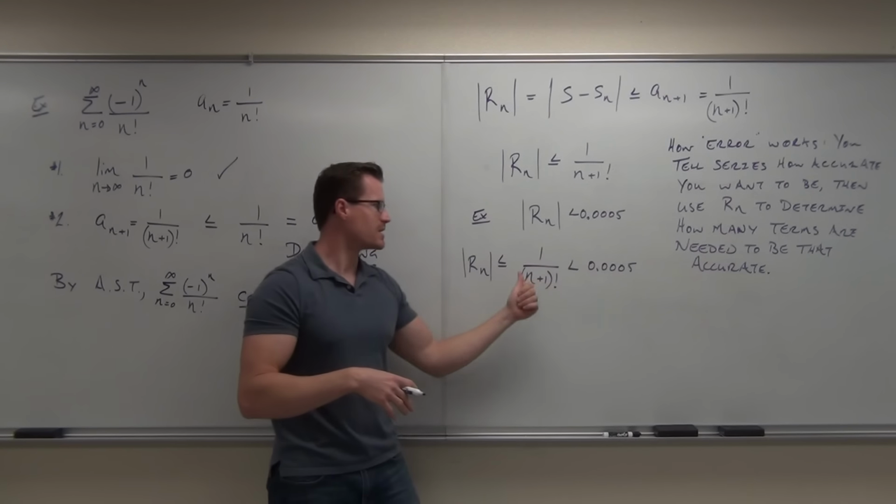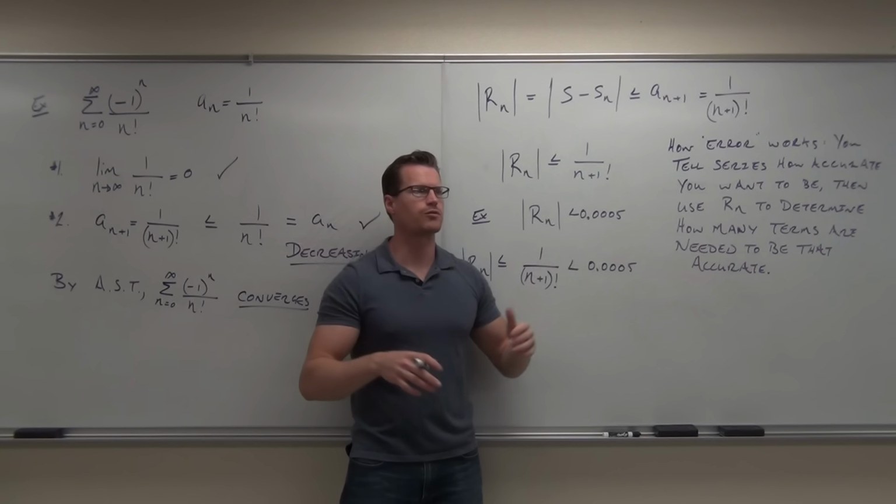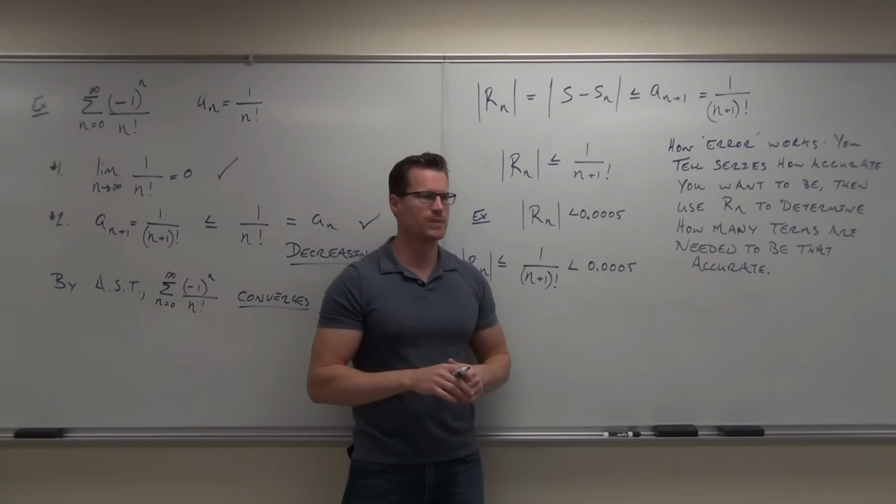So set your last term, actually your next term, a sub n plus 1, less than your error. Solve for n. Done. Now, how we solve for n can get exciting. Did you know that if you take a reciprocal of an inequality, your inequality just reverses? Did you know that? So then I do n plus 1 factorial is greater than 1 over 0.0005. Can you tell me how much is 1 over 0.0005? 2,000. It's 2,000. That's right.